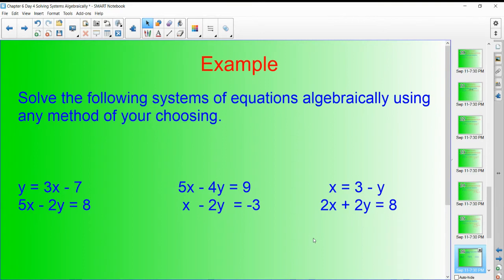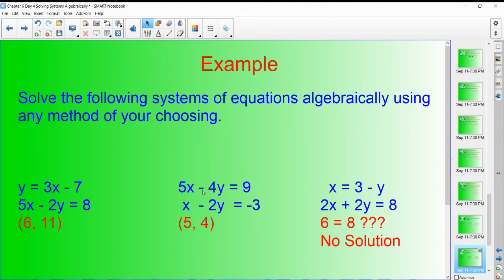Okay, so we are ready to see some solutions. And there they are. So this first one, I'd recommend using substitution because one of them is y equals. And I got a solution of 6 comma 11. And if you didn't get that, go back and check. Maybe you messed up a negative sign. Maybe your multiplication was wrong. We get better by practicing and seeing what our mistakes are.